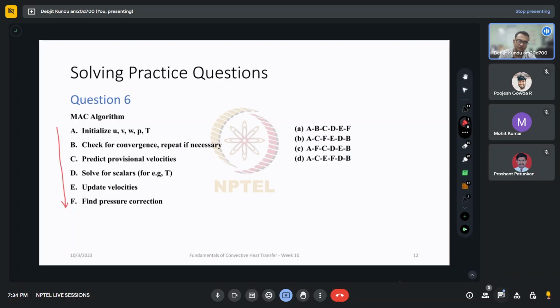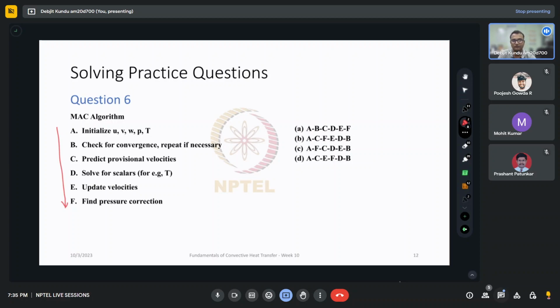So we have 4 possibilities given here. There are 6 steps here, so there could be a total of 6 factorial ways in which you can arrange this, but you have to pick out the correct one. So either it's option A, steps A, B, C, D, E, F, telling that this order is perfectly correct, or option B, A, C, F, E, then D and B. Option C telling that it should be A, F, C, D, E, B, or option D, A, C, E, F, D, B.